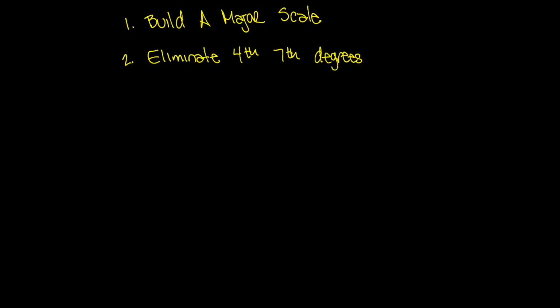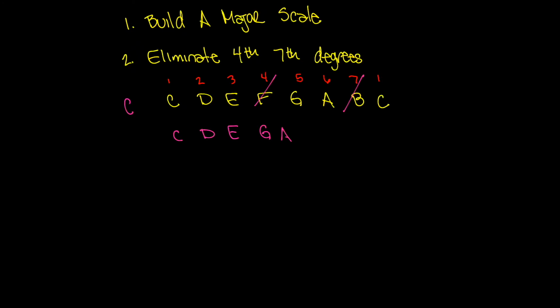To start off with, we're going to take a look at C major. To build a C major pentatonic scale, we know what the C major scale looks like. Okay, so it looks something like this. Now I can go ahead and eliminate degrees 4 and 7: 1, 2, 3, 4, 5, 6, 7, and 8 or 1. Let's see if I eliminate those. So now my C major pentatonic scale, when properly built, is going to look like this. All right, and there you have it. That's a C major pentatonic scale.